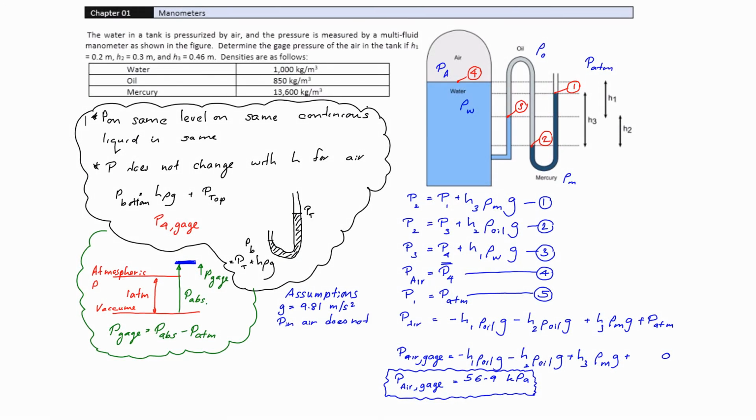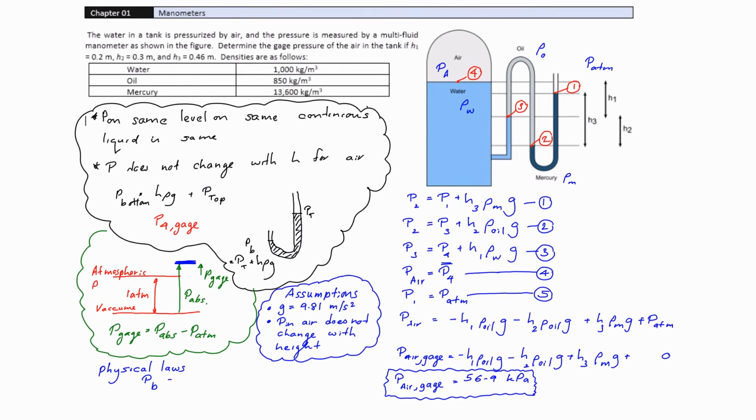Now, I did not write down my assumptions, so I'm going to write them down. I assumed G is equal to 9.81 meters per square second when calculating this answer. And also, I assumed pressure inside air does not change with height. That is why I assumed point 1's pressure is equal to P atm. Additionally, I did not write physical laws for this question. Now I'm going to write it down here.